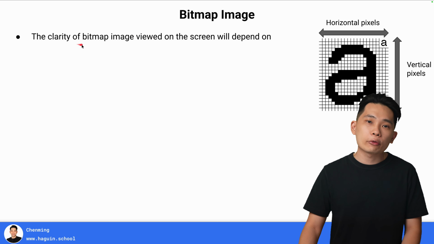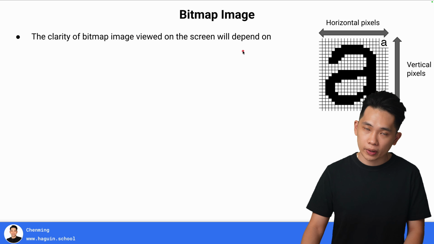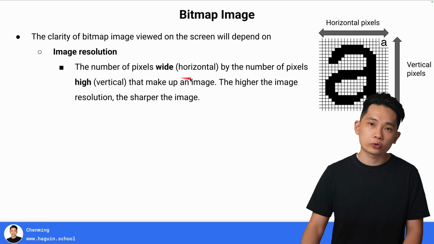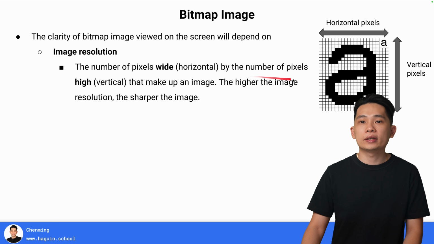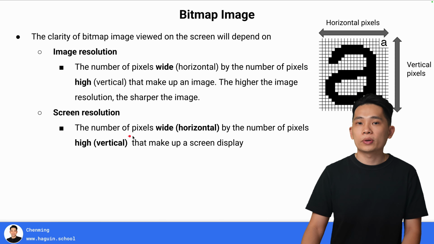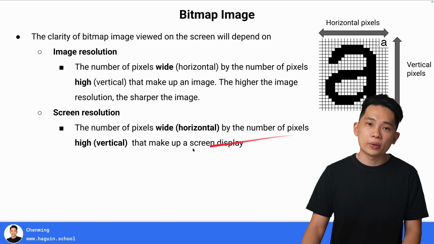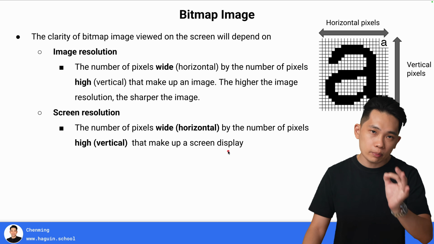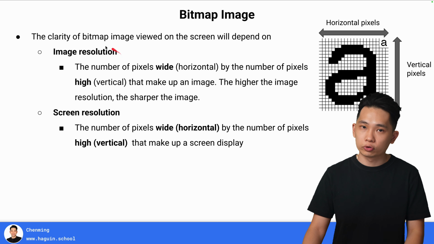And next, the clarity of a bitmap image viewed on the screen will depend on two factors. The first factor will be image resolution. So what is image resolution? It's the number of pixels wide, horizontal, so this horizontal pixel here, by the number of pixels high, vertical. So this vertical pixel here, that make up an image. The higher the image resolution, the sharper the image. And next will be screen resolution. So it will be the number of pixels wide, horizontal, by the number of pixels high that make up a screen display. So basically, how clear an image is depends on two factors, which are the image resolution and also the screen resolution.